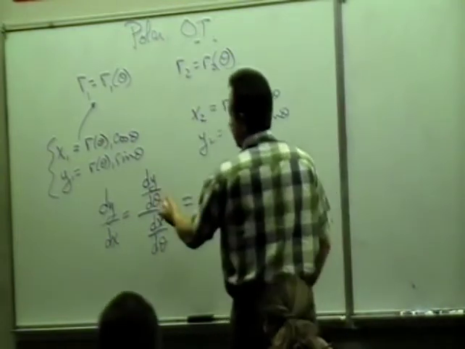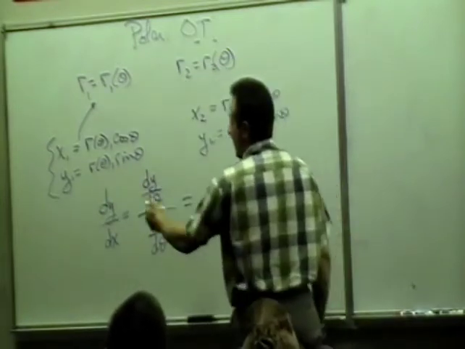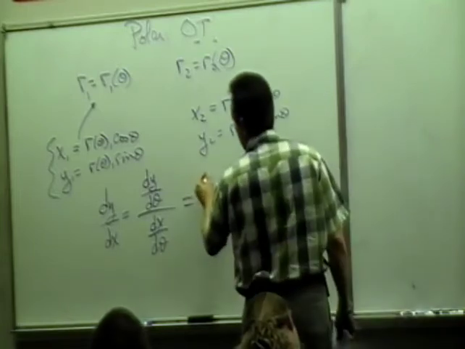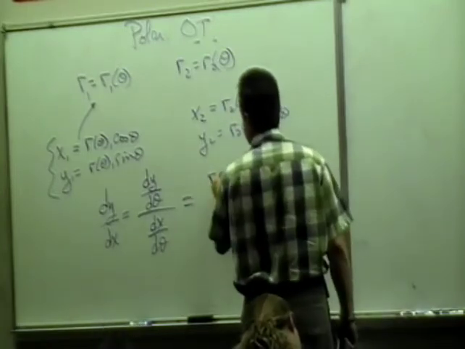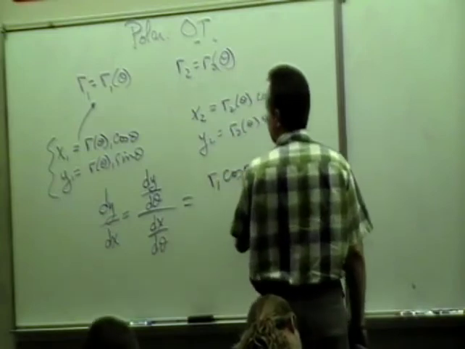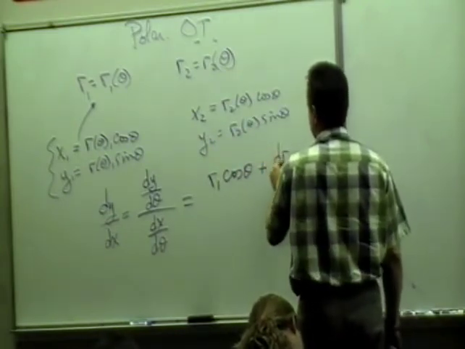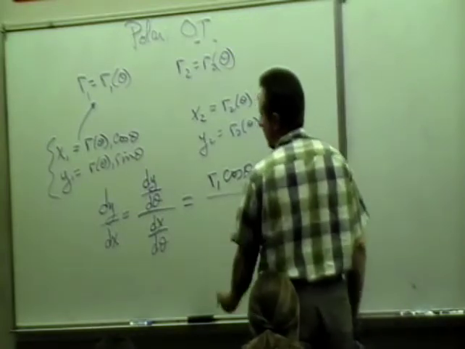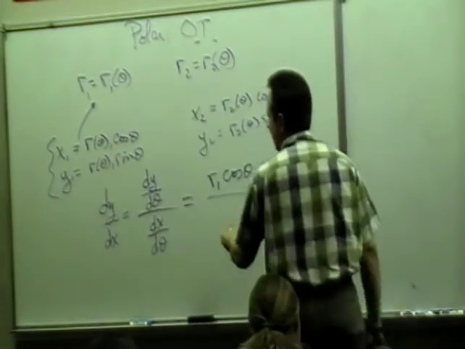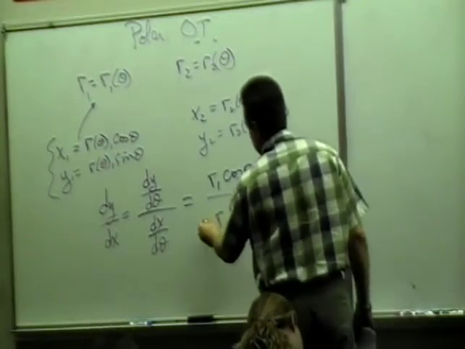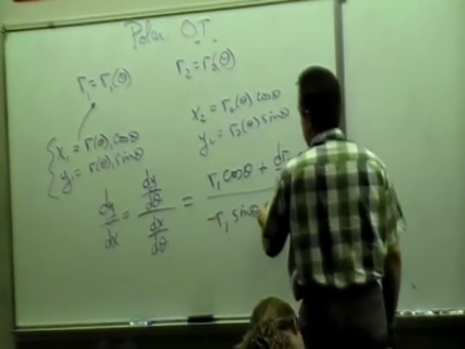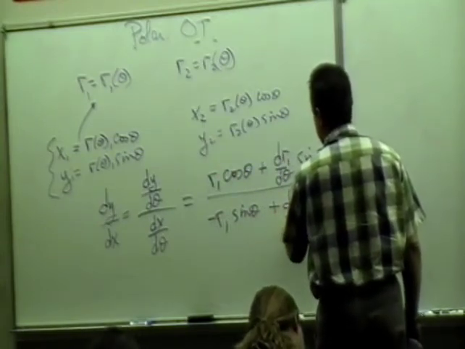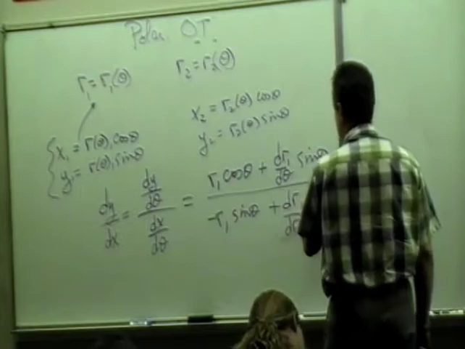So I would say, okay, let's take the derivative of y with respect to theta. And notice both of these are functions of theta, so you've got to use the product rule. So you have to go, that's the first times the derivative of the second plus the second times the derivative of the first. All over the derivative of x with respect to theta, and that's going to be r1 times minus sine of theta plus dr1 d theta cosine theta.